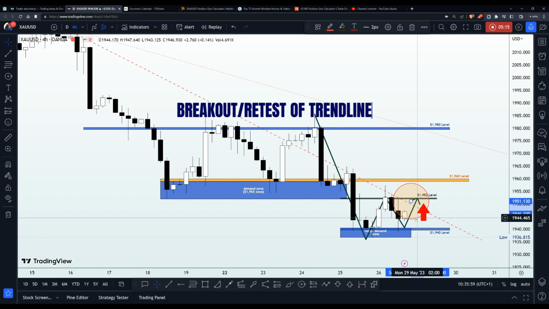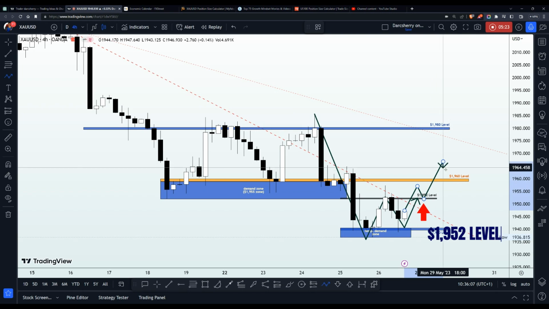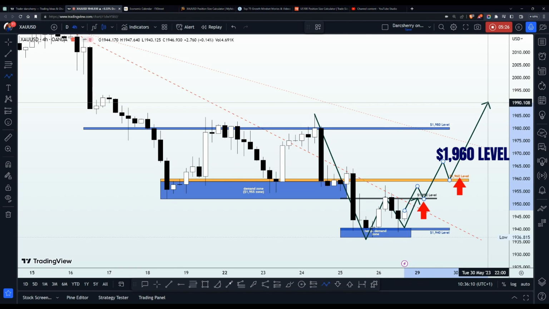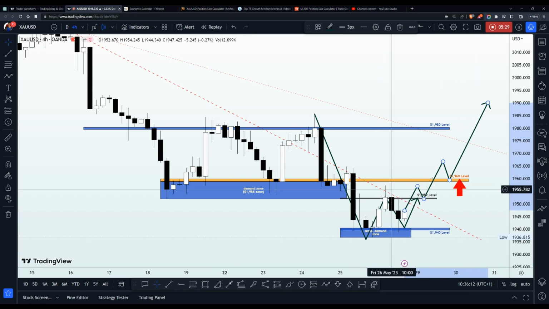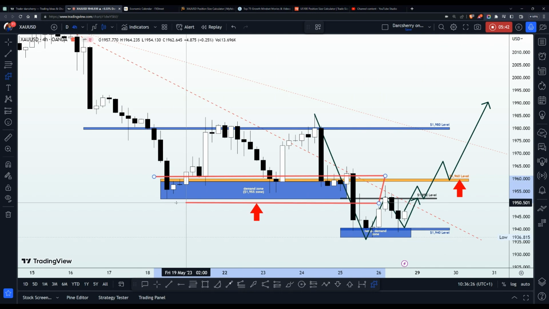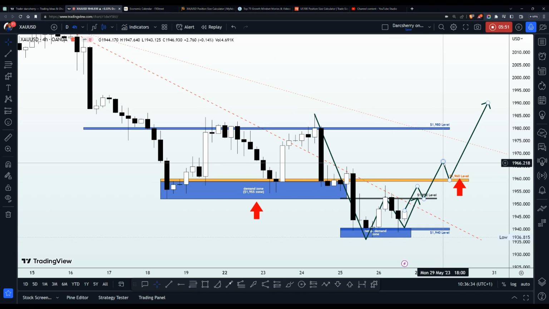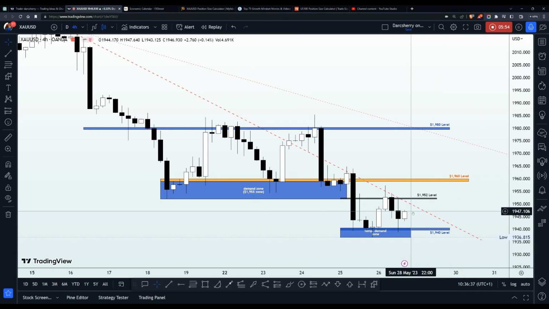And if that is going to be the case, I want to be looking out for buying opportunities above the 1952, while a breakout of the 1960 will be welcoming more opportunities to add more positions to our existing trade. And in fact, if price action breaks above the 1960, which happens to be my key level for this week, price action will be back at the buyer's territory, which has been a major demand zone in the last couple of weeks before it was broken last week. So these are my views as regards buying the XAUUSD this week.